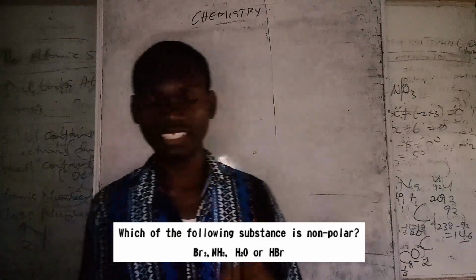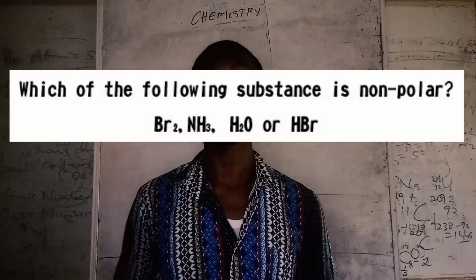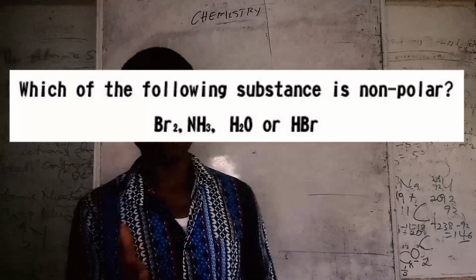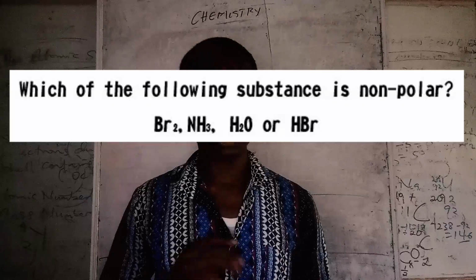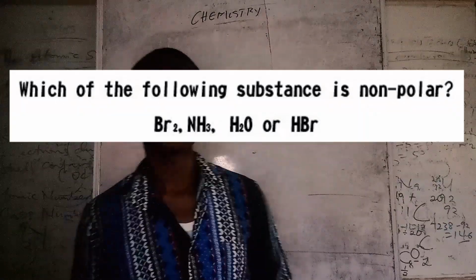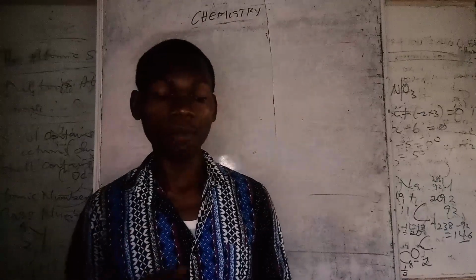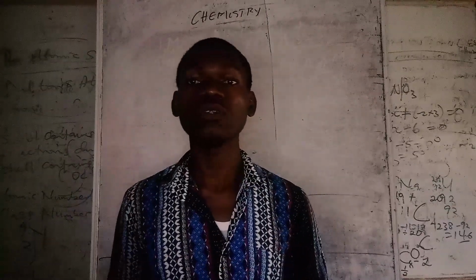The question is very straightforward. It says, which of the following substances is non-polar? And we are given options. A is bromine gas, B ammonia gas, C water, and D hydrogen bromide. We are asked which of these compounds or substances is non-polar.